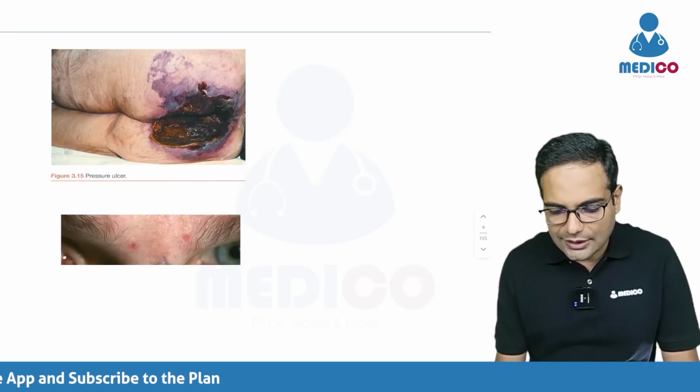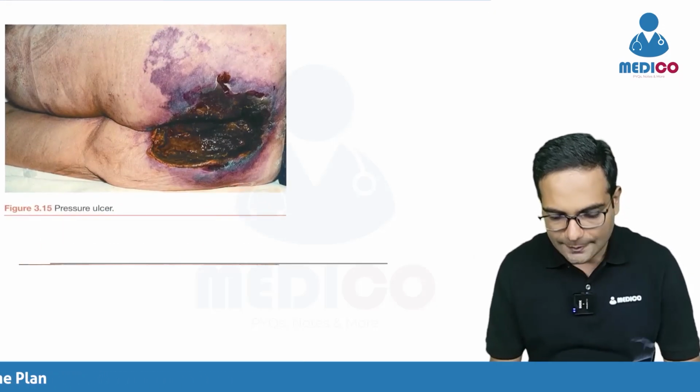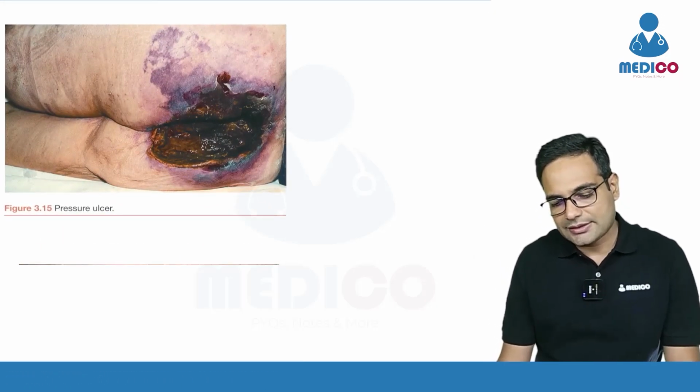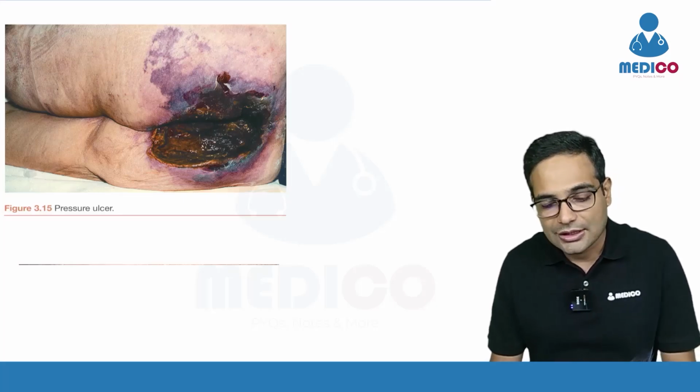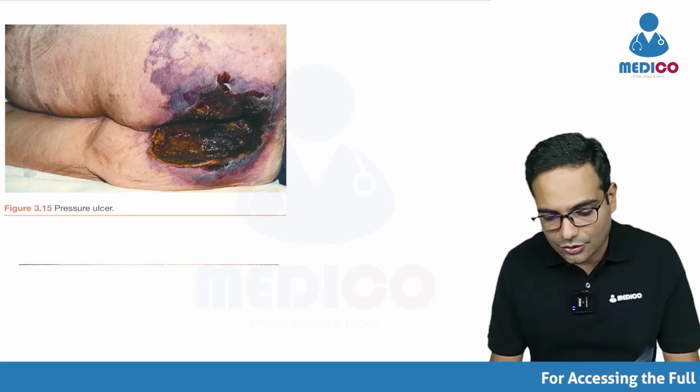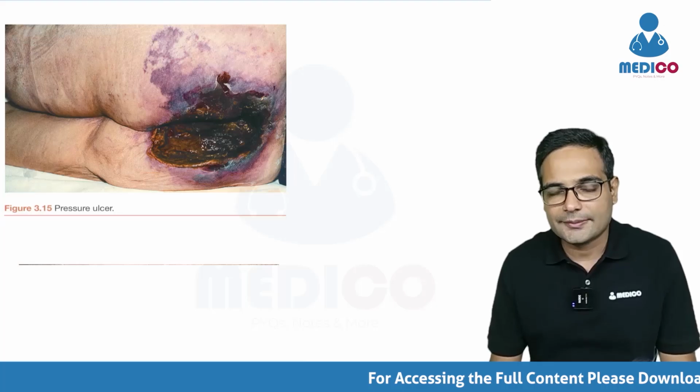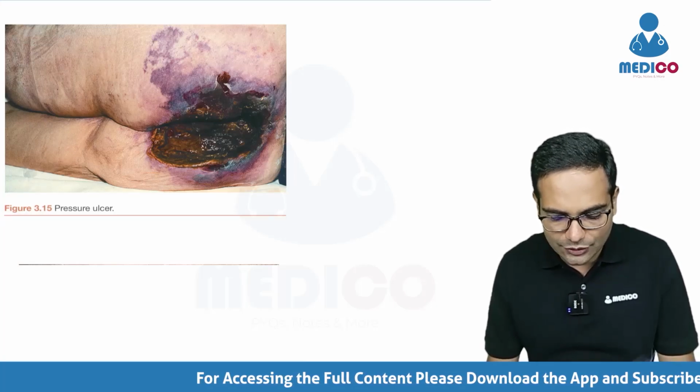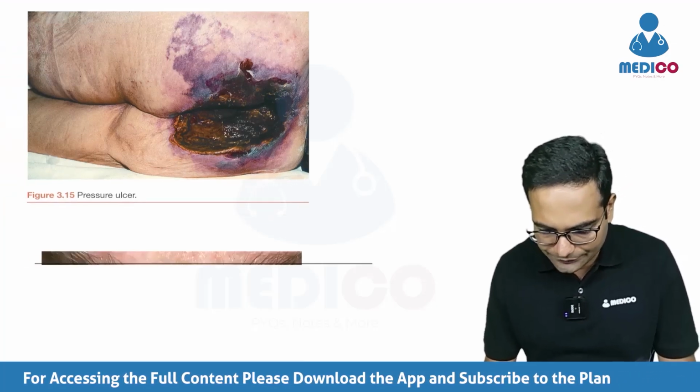So this is a pressure ulcer. How do you identify it to be a pressure ulcer? Firstly, by its location. A pressure ulcer is present on the sacral prominence, on the heel, on the occiput, on the greater trochanter, wherever there is contact with pressure for a long time, right?